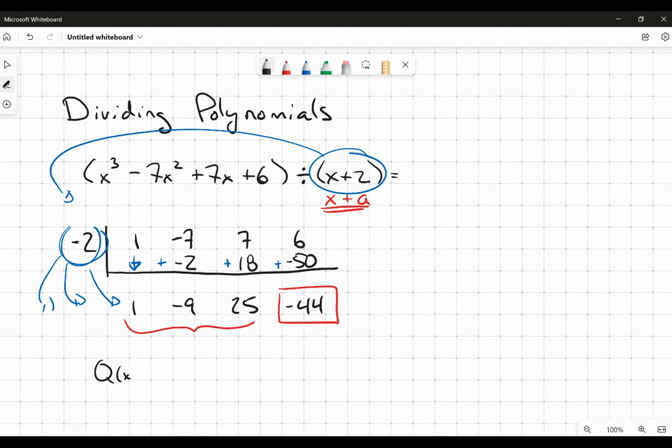So my quotient here, which is typically going to be a function of x, it's always going to be a function of x if that's the variable up there, but it might just be a constant. But in this case, it isn't. This is my constant. This is my linear term. This is my quadratic term. So it's going to be x squared minus 9x plus 25. And my remainder, which could also be a function of x, but in this case, it's just negative 44.